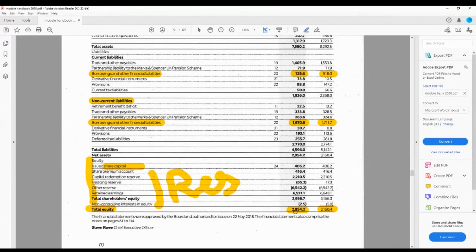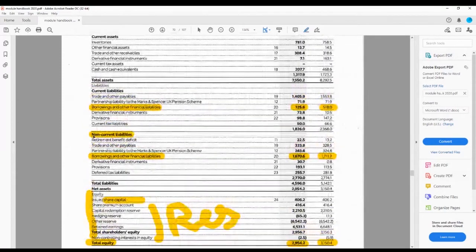The problem is with the borrowings. The first thing is that for borrowings, different wordings are used, or loans, different wordings are used. So first of all, you have to read. The first thing you need to do is go to the non-current liabilities and look at all of these liabilities which are given in this area.